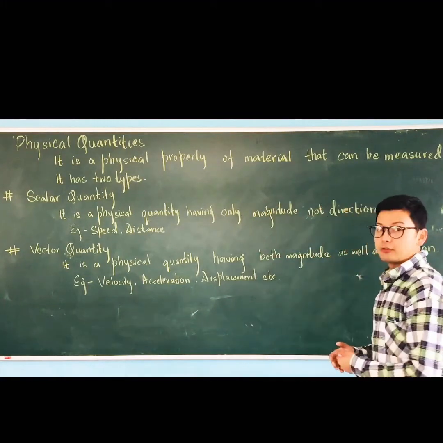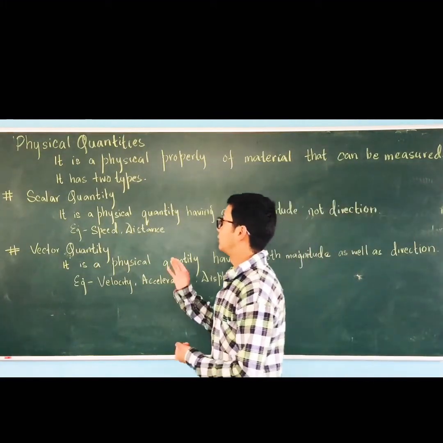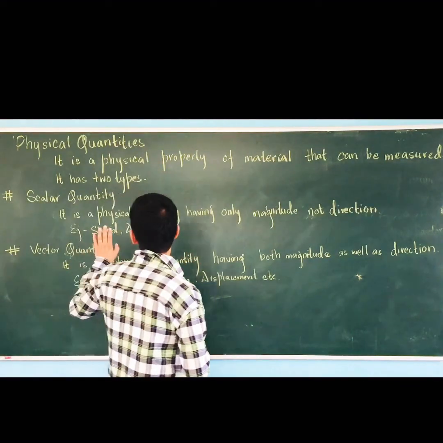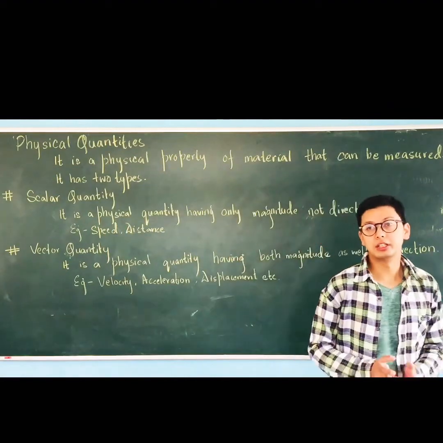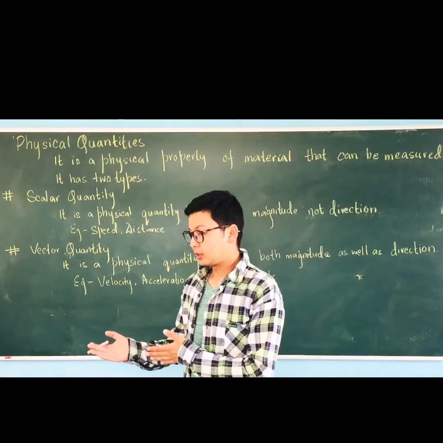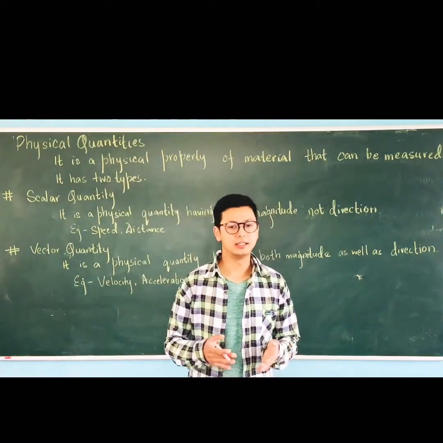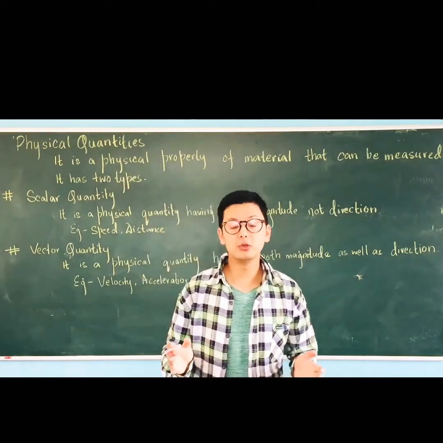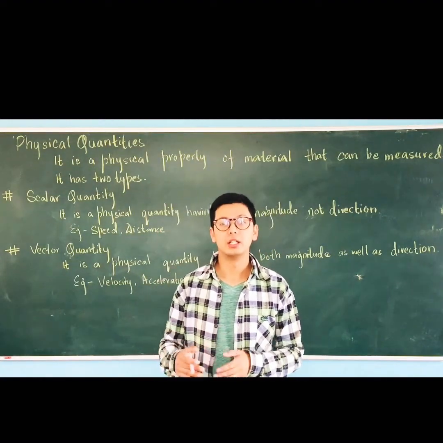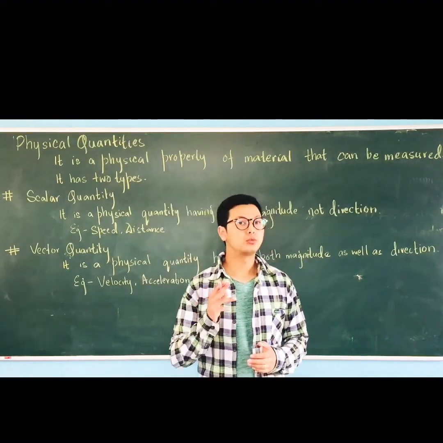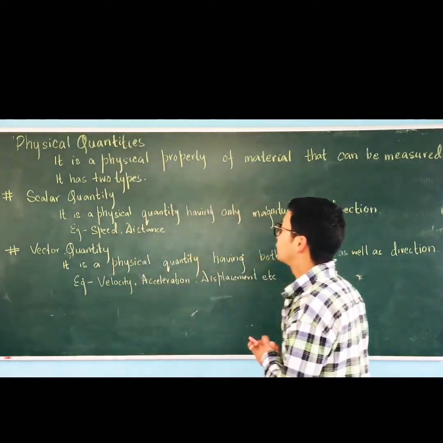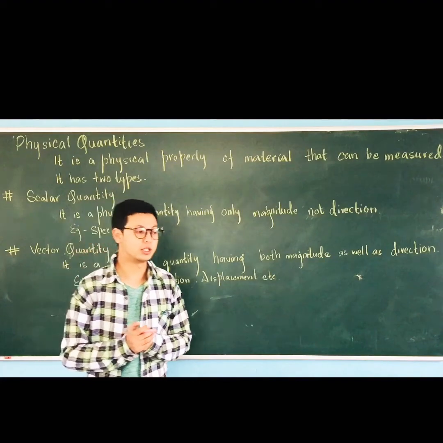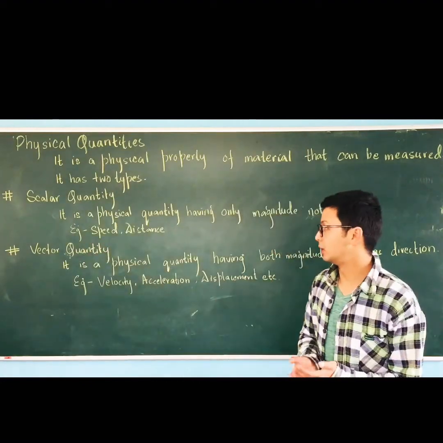Now, I've written down a definition of the physical quantities, okay? It is a physical property of material that can be measured, and it has two types. Anything that you measure, suppose it may be height, length, or weight, whatever you measure, these are all physical quantities. Physical quantities are of two types, and that is scalar quantity and vector quantity. Now we will learn about scalar quantity and vector quantity.